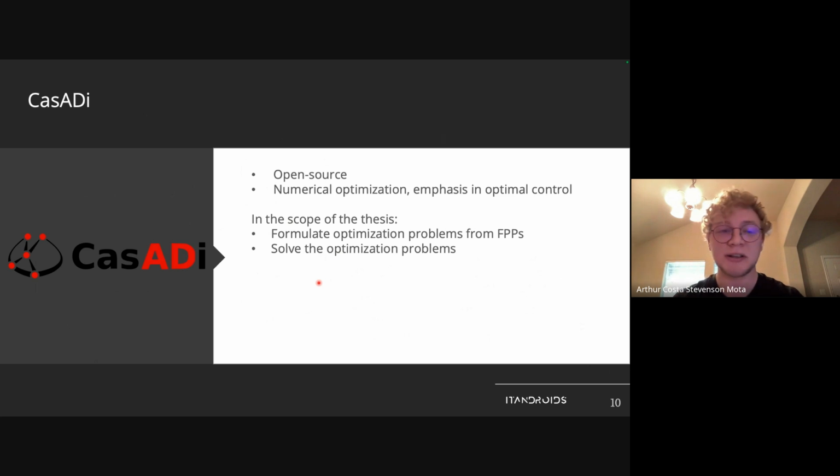Okay, so I'll talk a little about CasADi. CasADi is an open source numerical optimization tool, which has an emphasis on optimal control. In the scope of this thesis, it is used extensively to formulate the optimization problems from the footstep planning problems, and then to solve them. CasADi is the tool that I'm using to do basically all the heavy lifting and to provide all the solutions.